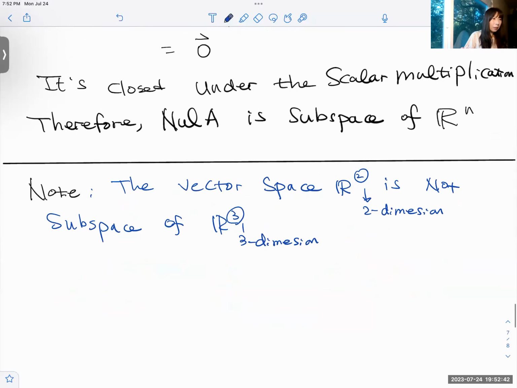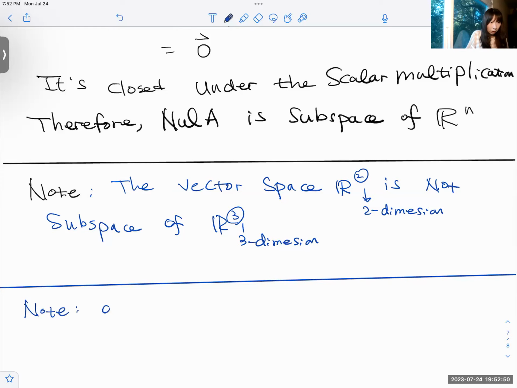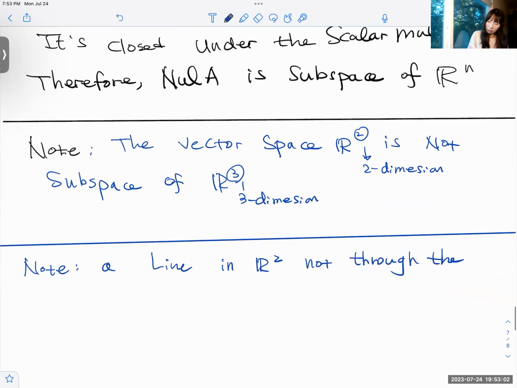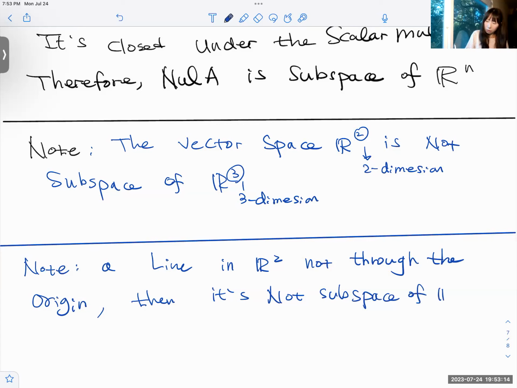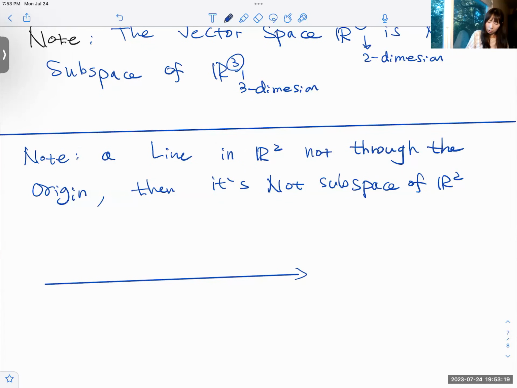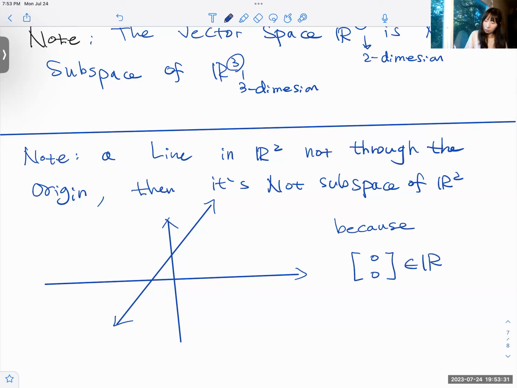We have another note. A line in R2 not through the origin is not a subspace of R2, like that, because (0, 0) is not in it, right? Not in, so we had this symbol before.